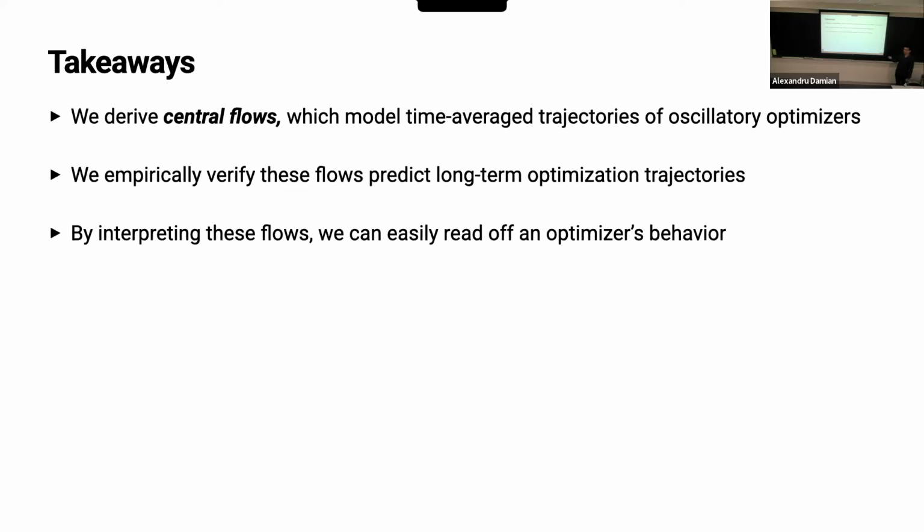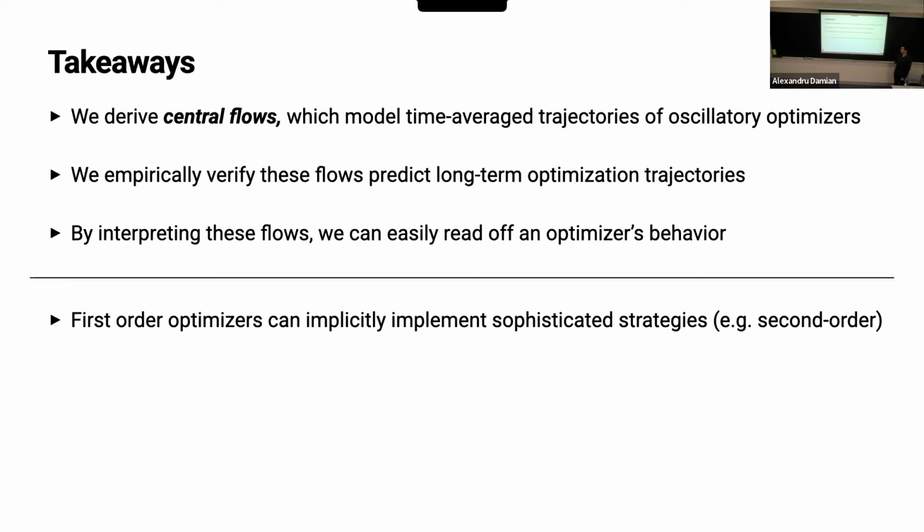And finally, by interpreting these flows, we can actually read off some of the optimizer's behavior that was not at all obvious from the raw formula. So I think the easiest example for this is just this connection with max cut for Adam. More generally, I think there are some weird takeaways that took me a while to internalize.